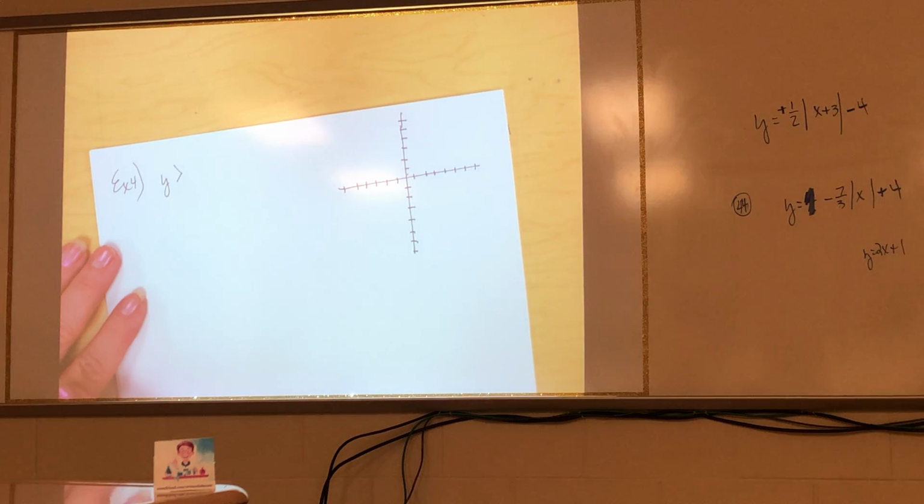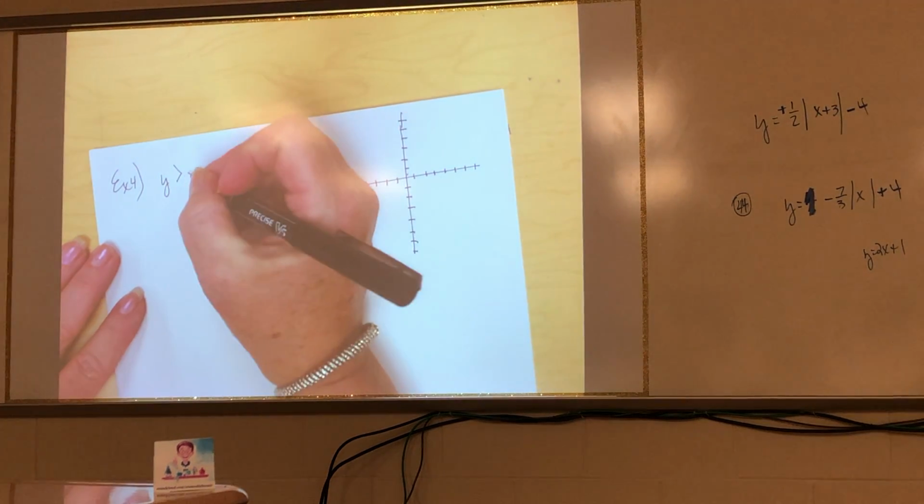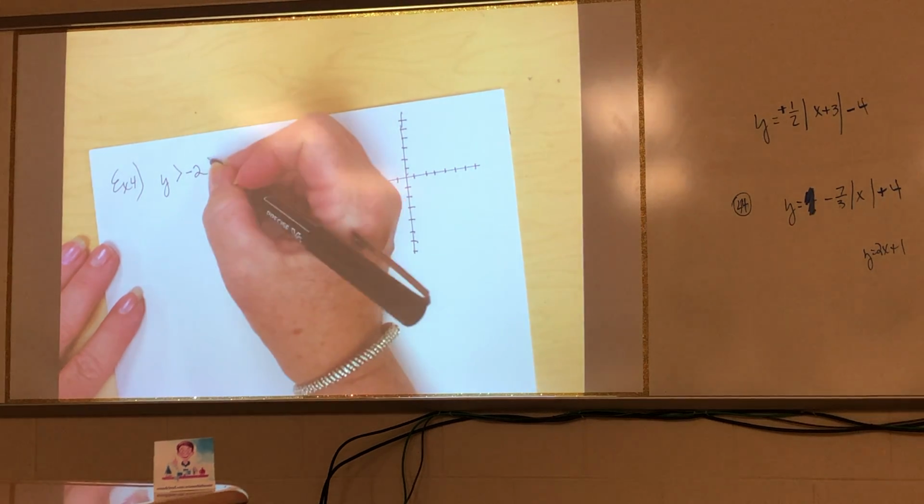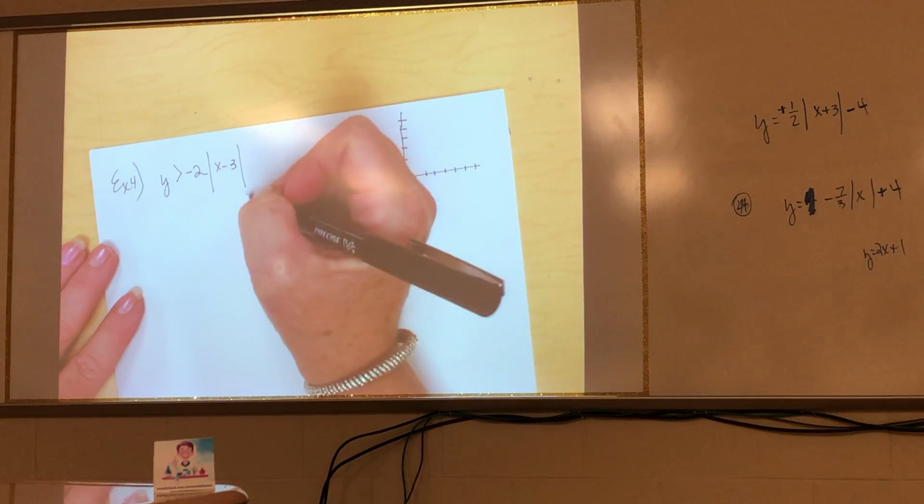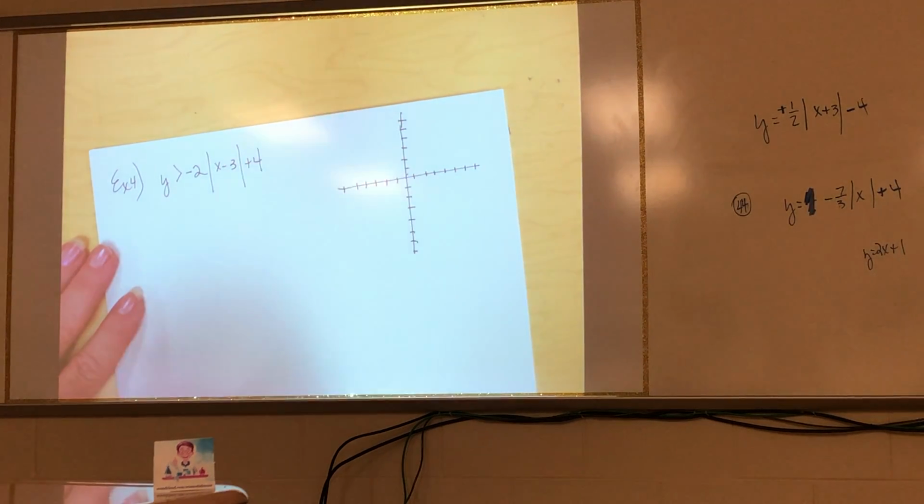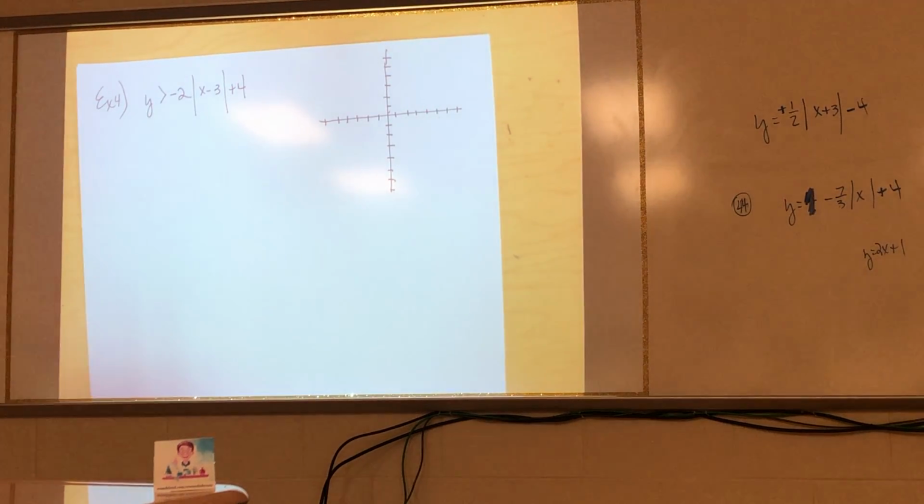Okay, you got it? Yeah. All right, here we go. Y is greater than -2 times the absolute value of x minus 3 plus 4. Oh, here we go. You have 1 minute.